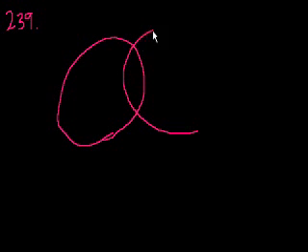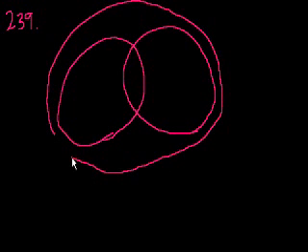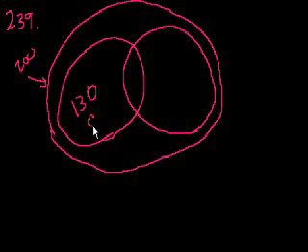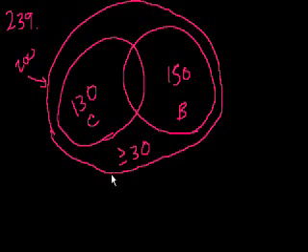Okay, let me draw the Venn diagram. So that's chemistry, that's biology, and then there's a leftover, right? This is a whole pool. So they tell us there's 200 total. And they say that 130 are majoring in chemistry, 150 in biology, and then at least 30 of the students are not majoring in either chemistry or biology. So we could say greater than or equal to 30. They're adding a little spin here by making it an inequality.